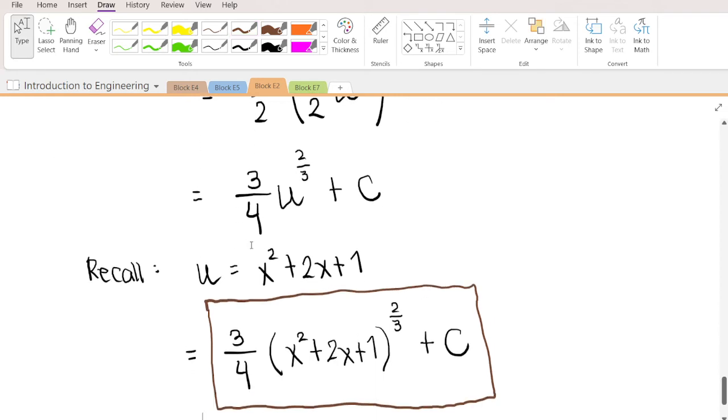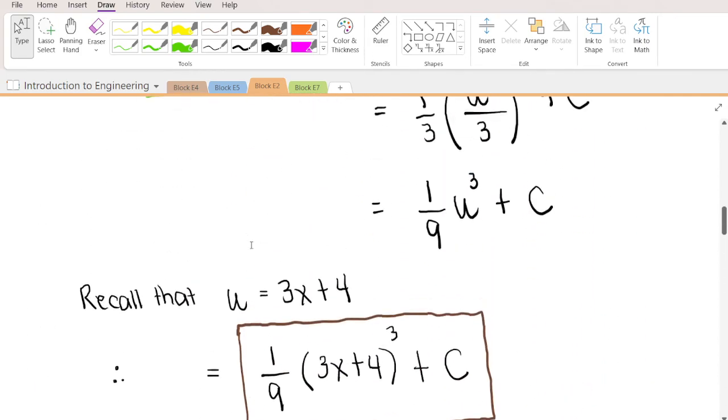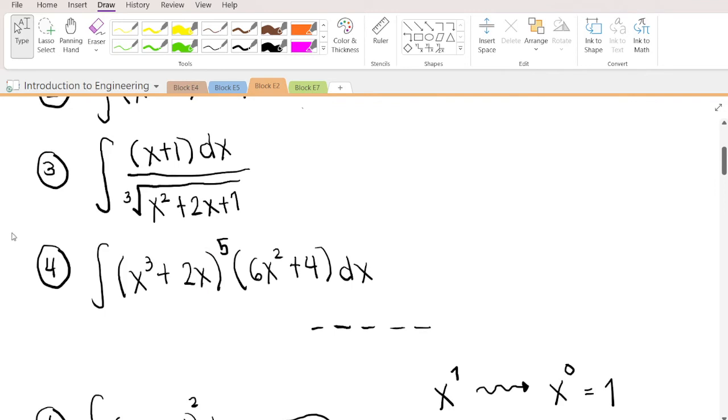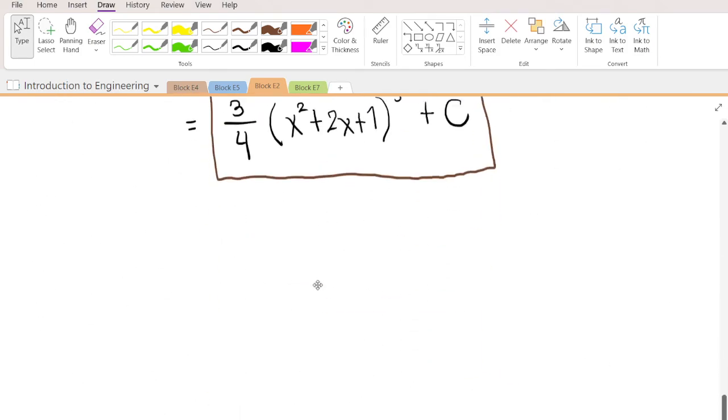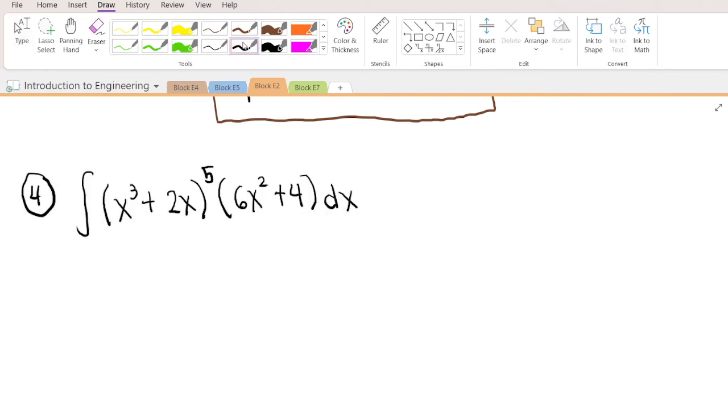Okay, so that's it for item number 3. For the last item, number 4, I'll just copy it. Okay, this will be our last item for the sample problems. For item number 4, we let u be equal to the difficult-looking expression, which has the highest power.